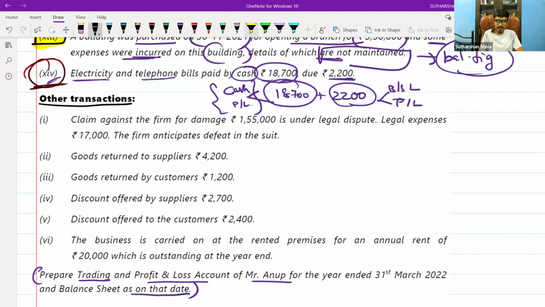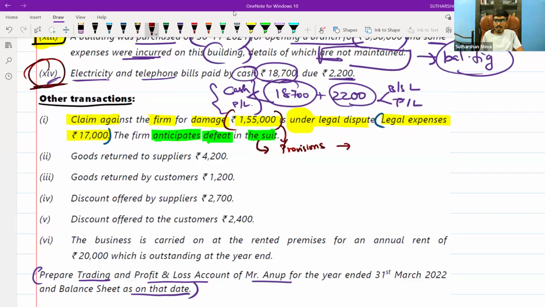Another transaction is given. Listen, a claim against the firm for damage, 1,50,000, is under legal dispute. Fine, they use the term under. Legal expense I have incurred is 17,000. And the firm anticipates defeat in the suit. It means the conservatism concept comes into the picture. You should create a provision for anticipated losses. It means this 1,55,000, you need to create a provision.